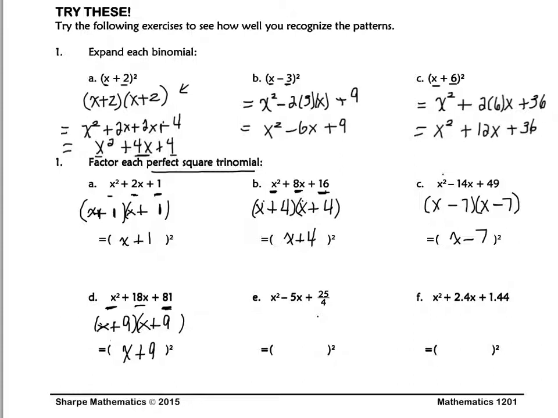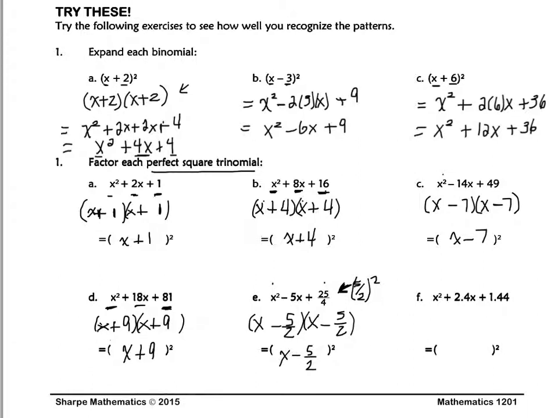And the next one, this is a perfect square, x times x. This is a perfect square. The square root of the top and the square root of the bottom would be 5 over 2. So this would be x and x, 5 over 2, and 5 over 2. And you need a minus between them, or x minus 5 over 2 all squared.